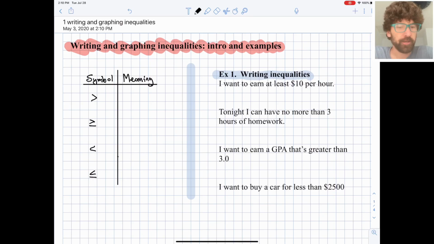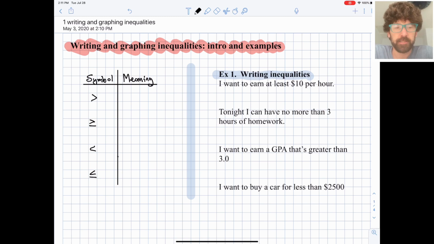All right, today we're going to be looking at writing and graphing inequalities. We won't actually be solving any at this point today, but we will be doing an introduction and some examples on really just converting a scenario into mathematics and graphing that on the number line.